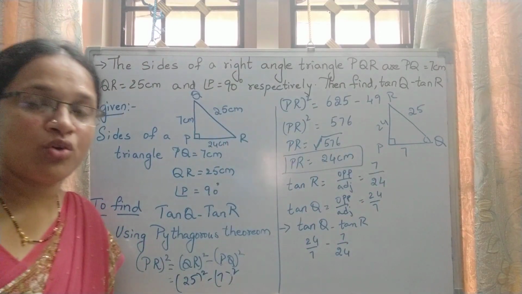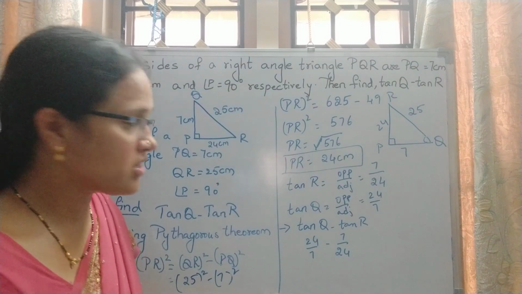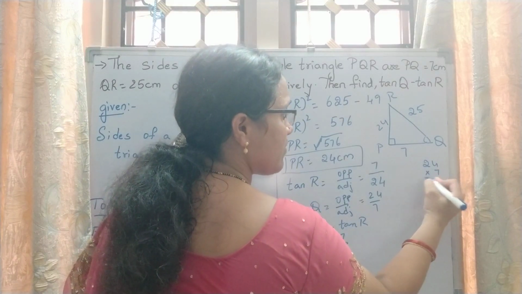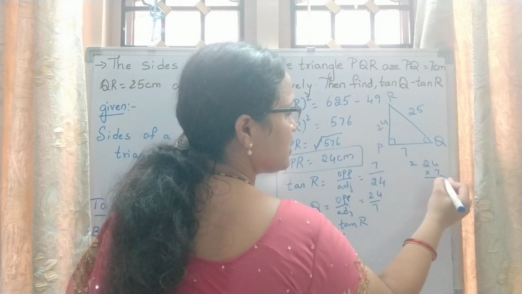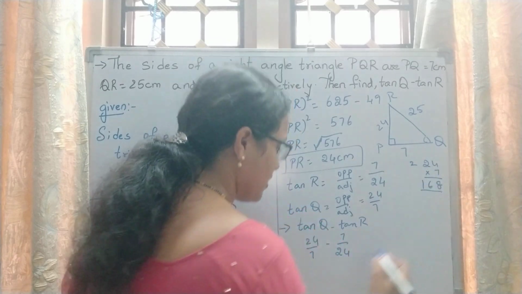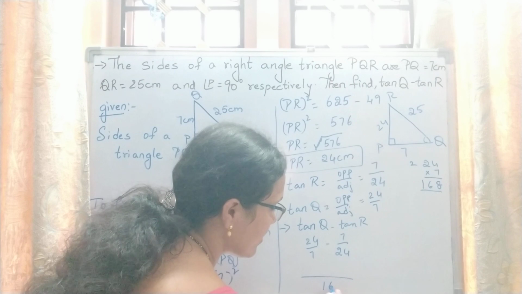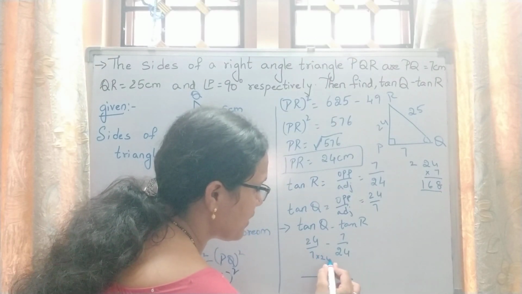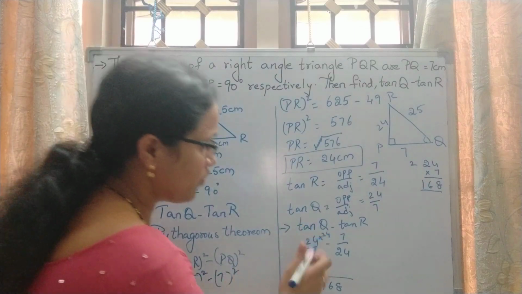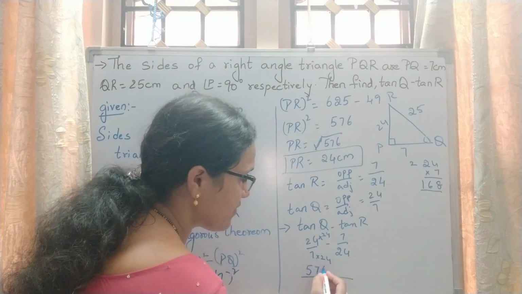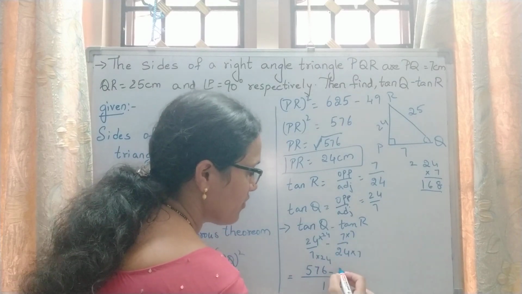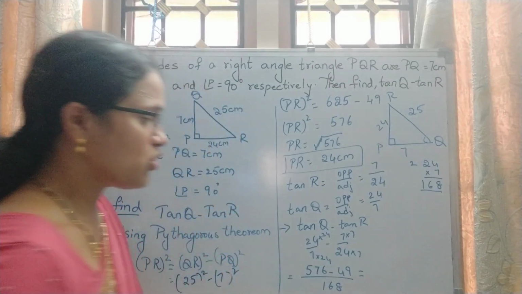Now look here properly. As 7 and 24 are not multiples or factors of each other, you need to multiply. 24 times 7 is how much? 7 twos are 14, 14 plus 2, 16. So your LCM becomes 168, where you need to multiply this with 24 into 24 and 7 into 7. This is 24 square, which is 576, minus 7 into 7, which is 49. So you need to subtract now.